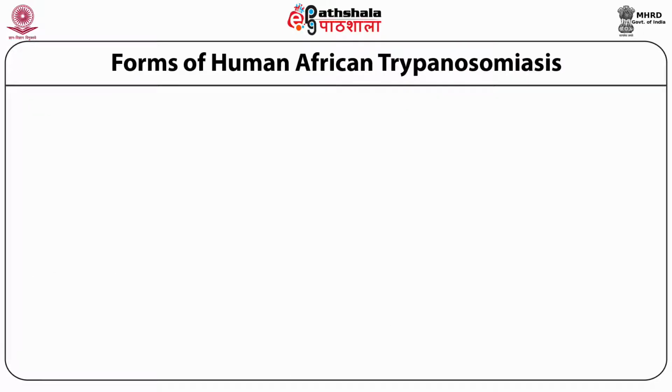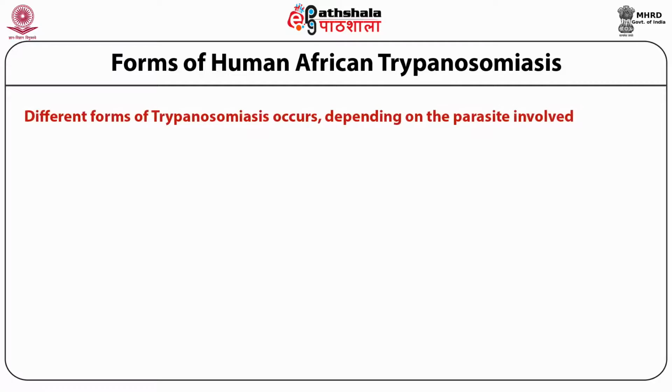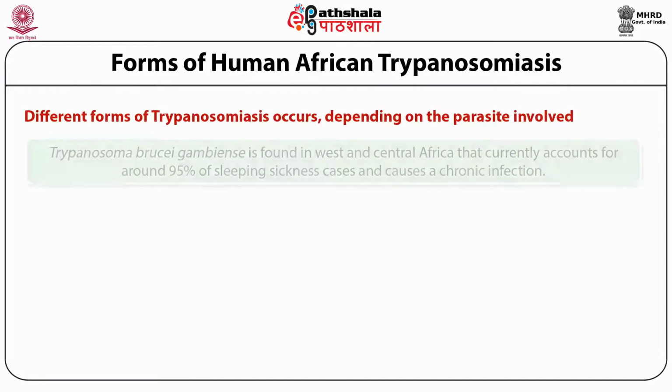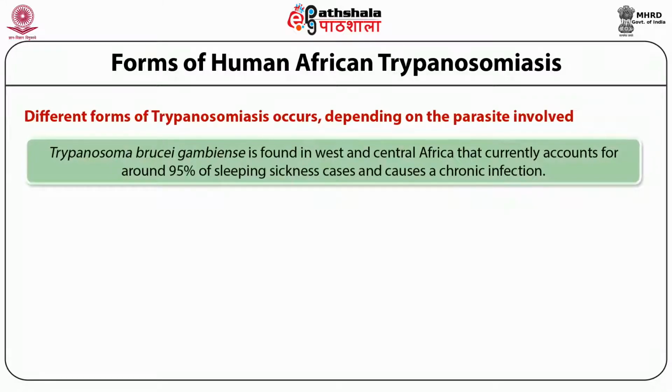Forms of human African trypanosomiasis. Human African trypanosomiasis takes different forms depending on the parasite involved. Trypanosoma gambiense is found in West and Central Africa, currently accounting for around 95% of sleeping sickness cases, and causes a chronic infection. In this form, the individual infected with the parasite can live without any symptoms of disease for several months or years. When a symptom first arises, the patient is already in an advanced state of disease where the central nervous system is affected.